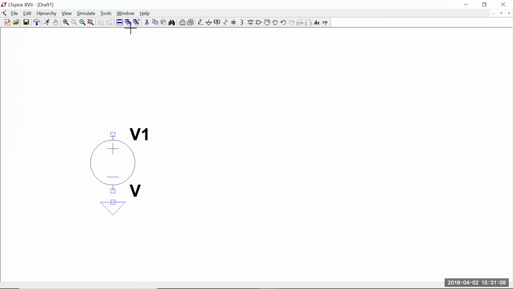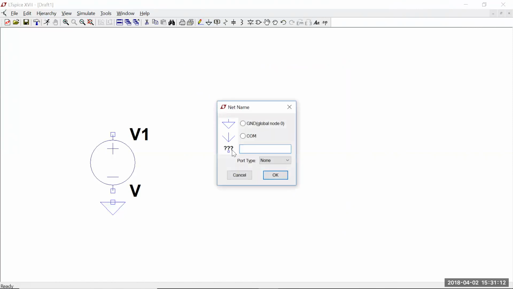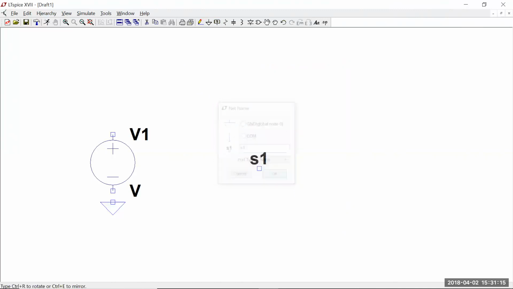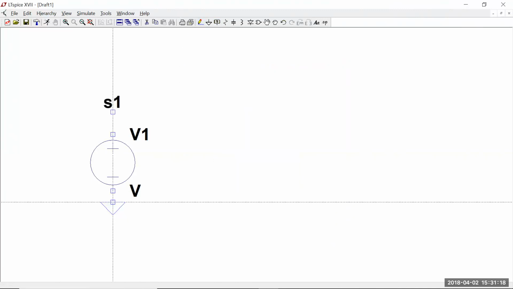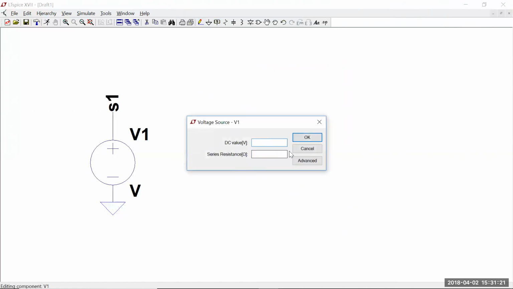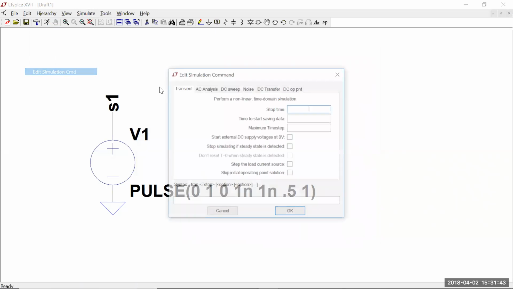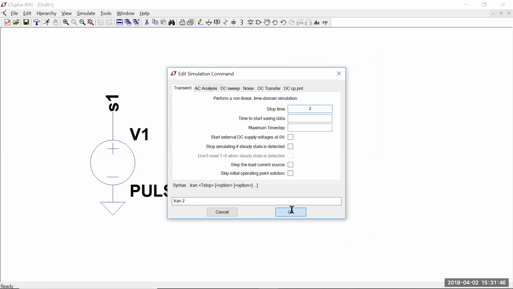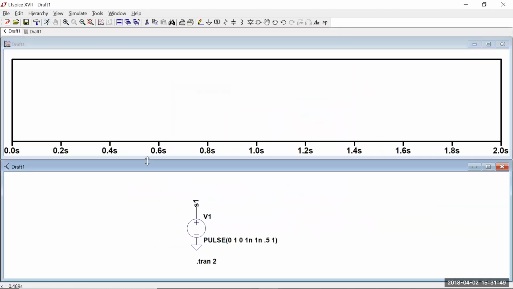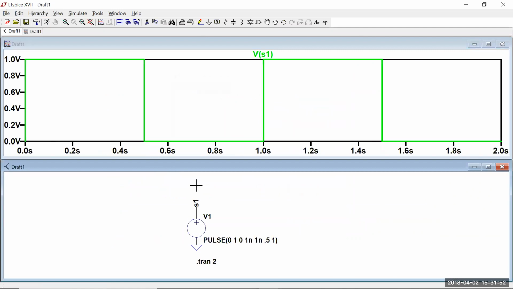I'm sorry. I'm having a hard time here. I have to trick it. So I'm just going to call this signal 1. And I'm going to make it a pulse. It's going to go from 0 to 1. I'm going to put in super fast rise and fall times. And I'm going to put in T on at 0.5 and a period of 1. And then just simulate for 2. All right, so there should be my pulse.